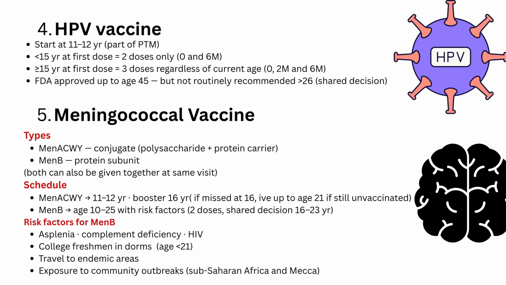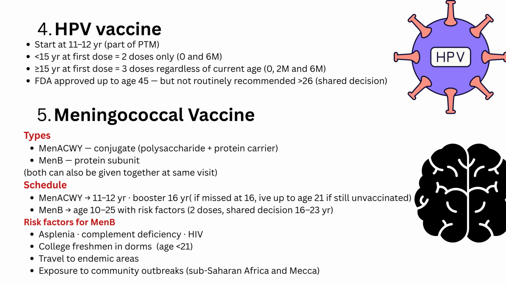If that booster dose at 16 was missed, it can still be given anytime up to age 21 in unvaccinated individuals. Now MenB is different. It is given mainly to high-risk groups between 10 and 25 years of age. It can also be offered between 16 and 23 years as a shared decision-making option.